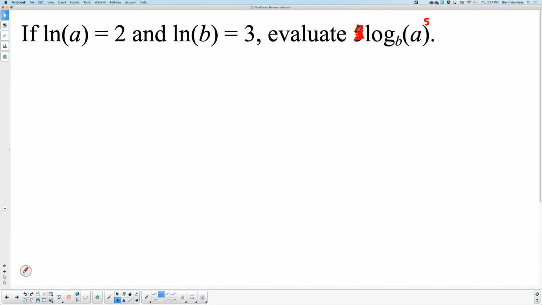All right, how can I evaluate this? Well, I would need to use some properties. Here they gave me log base B of A to the 5th. I'm dropping the parentheses. I don't need them. What could we do here to try to solve this problem, do you think? What properties could we do? We could do the power property. What can you do with a logarithm when you have a power?